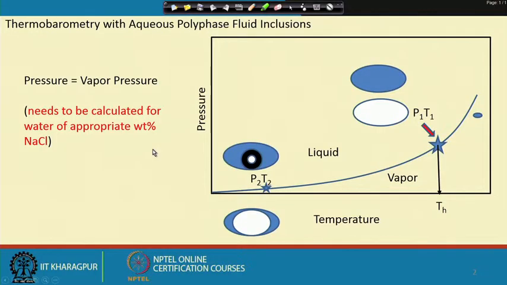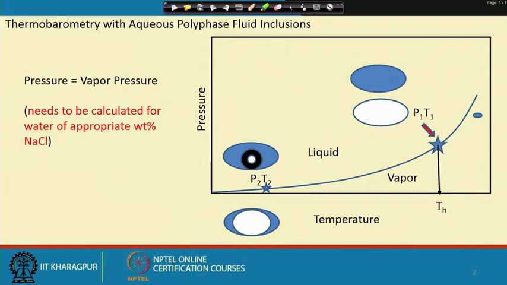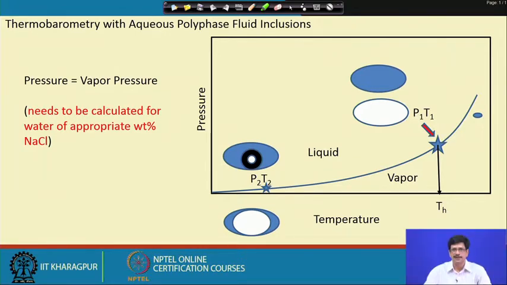So, we have discussed the situations pertaining to the liquid rich inclusions, and also we know that there could be inclusions which could be trapped as vapor from the vapor stable field, and they are manifested as liquid plus vapor with a very high proportion of the vapor. They are the vapor rich inclusions which homogenize into the vapor phase.